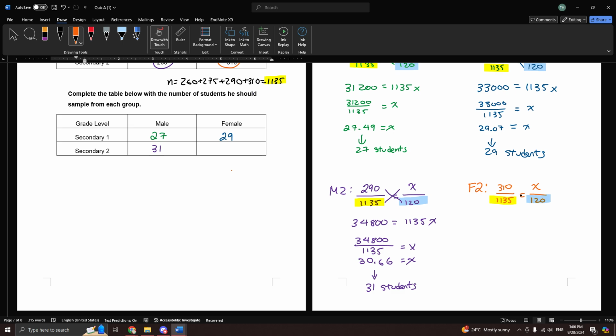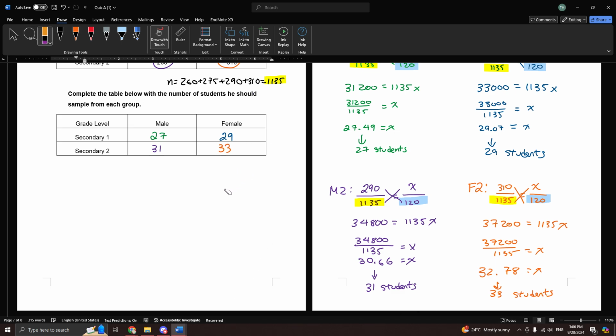So same deal as before, we cross multiply. 120 times 310 gives me 37,200 equals 1135x. Divide both sides by 1135. That's going to give me 32.78. And I'm going to say it one more time. We cannot take a decimal of a student. Okay, we're not going to sample 0.78 of a student. So we're going to round this up to 33 students. All right, and that's my final answer here, 33.